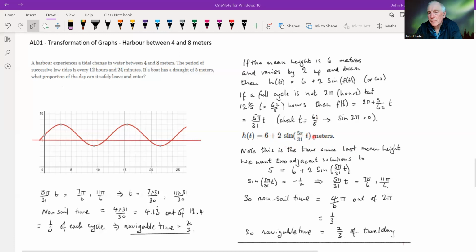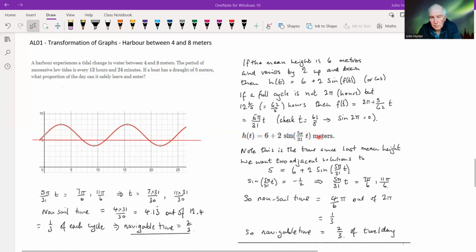So that's a bit of a check. What we've done is change it from 2 pi to 62 divided by 5 by dividing our 2 pi by our 62 divided by 5. Okay, so now what we want, according to this question, is what proportion of the day can it safely leave and enter?